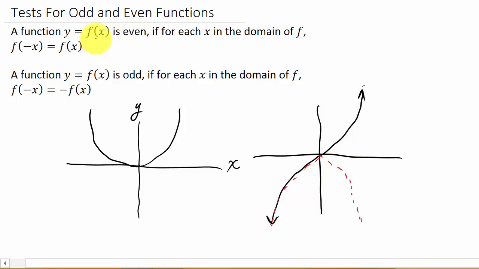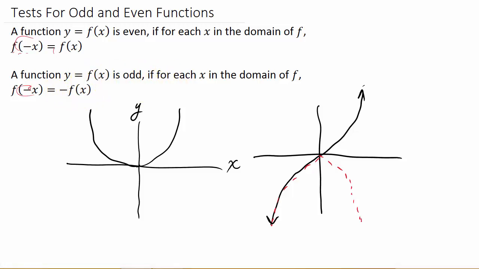Well, a function f of x is even if f of negative x is equal to f of x. So basically what we're doing is we're taking negative x, plugging it in for x into our function, and seeing if we end up with the function we started with. And f of x is odd if f of negative x is equal to negative f of x. So we would take the negative x, plug it in for x, and if we get negative f of x, then that means it's odd.